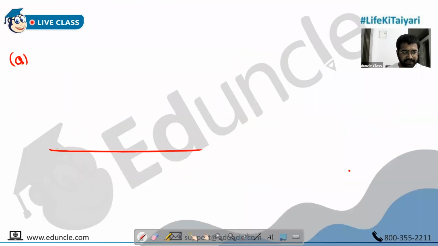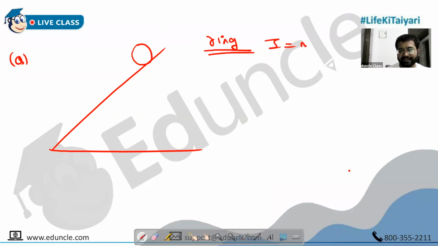So let's say we have an incline motion, and here we have a sphere or a cylinder, or let's take a ring this time, or disc. Okay, let's take a ring. We know the moment of inertia of this ring is mr square. Let's say this is omega, and we have VCM.